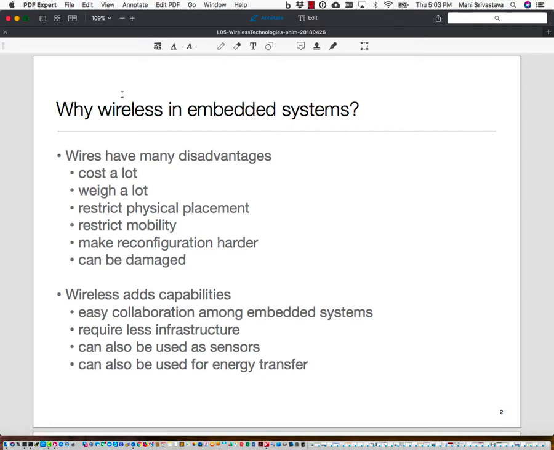It doesn't have to be one radio. I can have multiple radios, or I can have signal strength with direction, so I can estimate your location more appropriately.